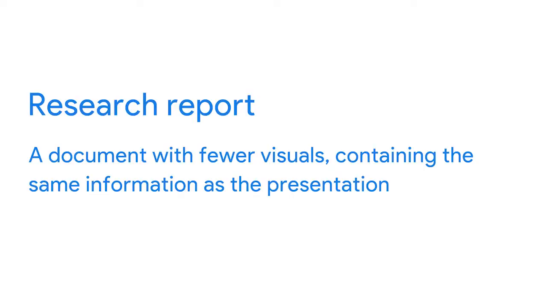A research report is a document with fewer visuals containing the same information as the presentation. A research report can be made using tools like Google Docs, Microsoft Word, or Apple's Pages. Research reports will often place the summary of the research insights and recommendations before the detailed insights. This allows stakeholders to quickly read the actionable information.